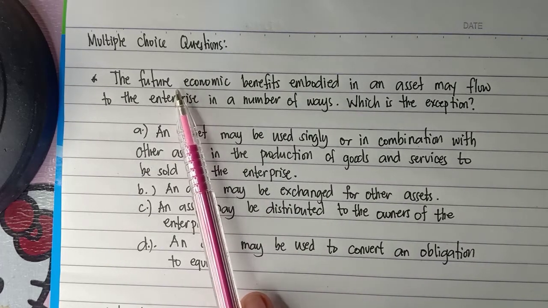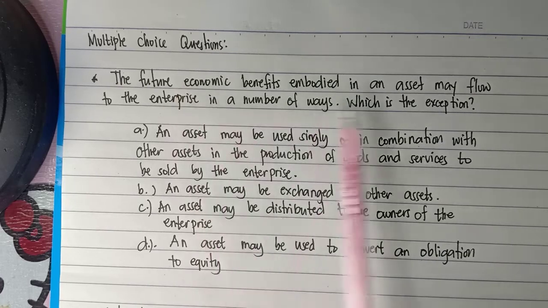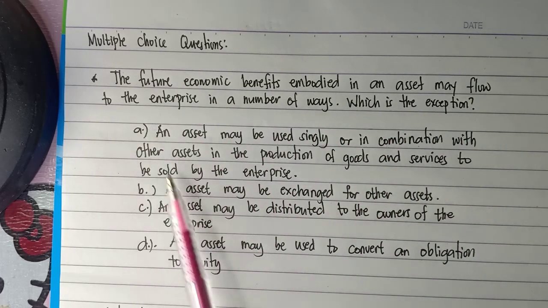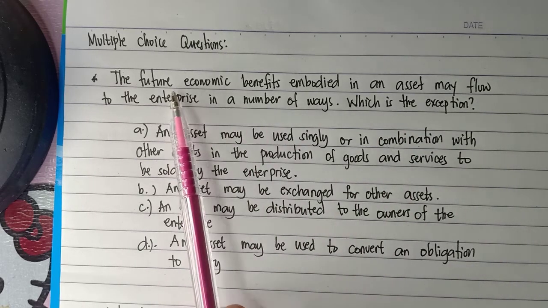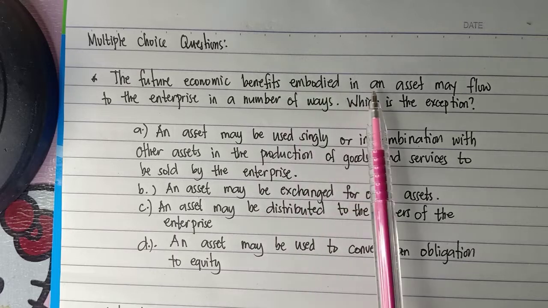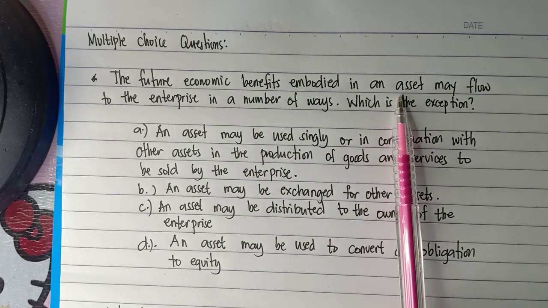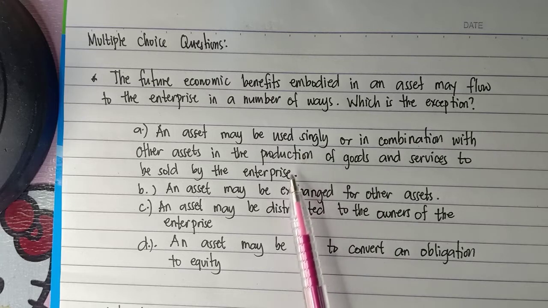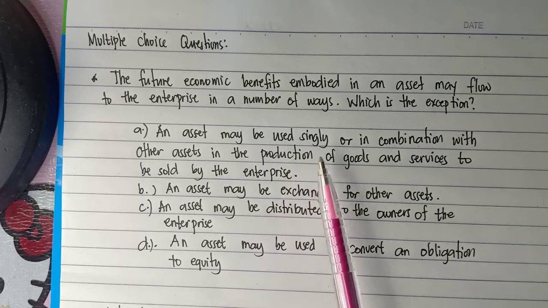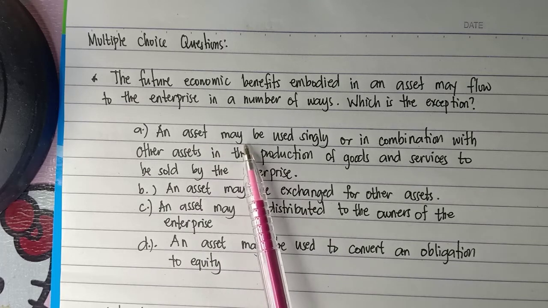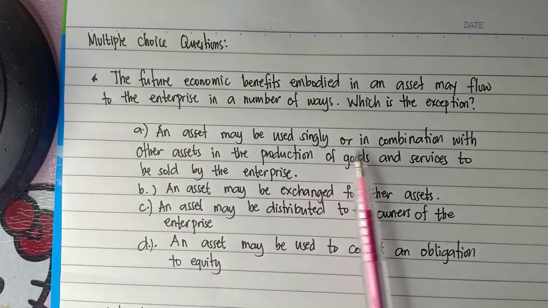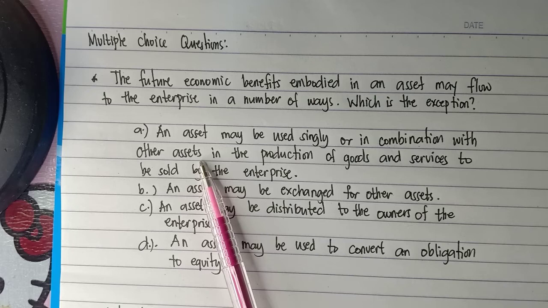So here, the question asks, which of the following from letter A to letter D is the exception where the future economic benefits embodied in an asset? Ibig sabihin, ito lahat are future economic benefits embodied in an asset except what? Letter A. An asset may be used singly or in combination with other assets. So, magagamit ba natin ang asset kahit siya lang isa?